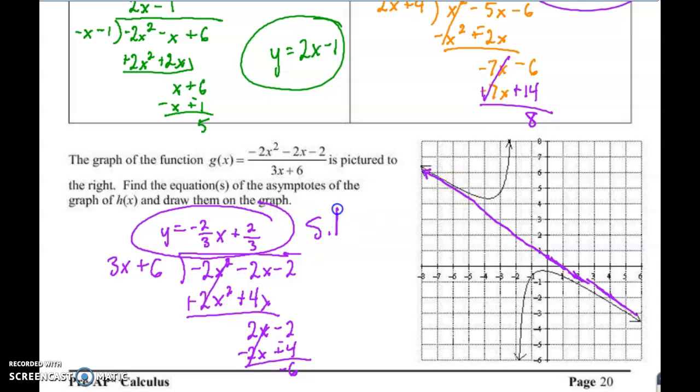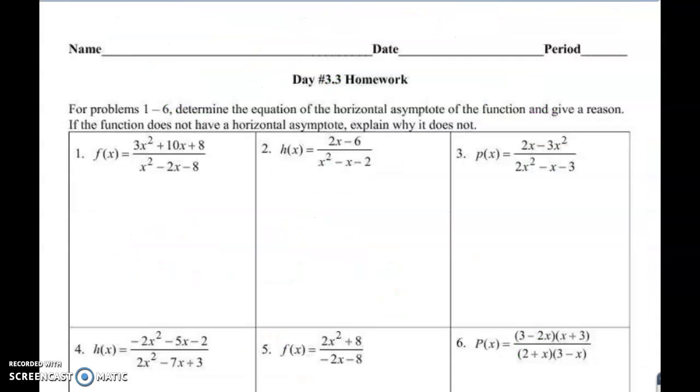That's your slant asymptote. But it also wants the vertical asymptote. Well, there's a vertical asymptote if you set the denominator equal to 0. So subtract 6 and divide by 3 and you get negative 2. So there's your vertical asymptote. So you might be asked to do multiple things on a problem. And you should be ready for the homework.